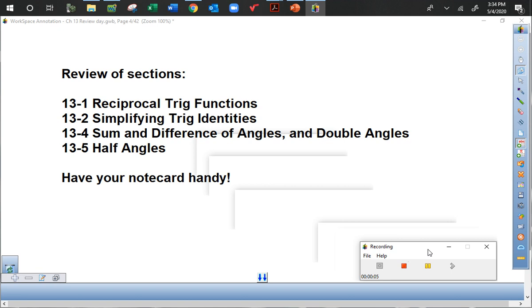So here's how this is going to work. I'm going to show you a problem, and then you are going to pause the video and attempt that problem. When you're done, you can play the video and I'll walk you through the answers and how I got it. Make sure you have your note card handy before you start this so that you're able to use those formulas as you go here. Okay, let's go ahead and get started.